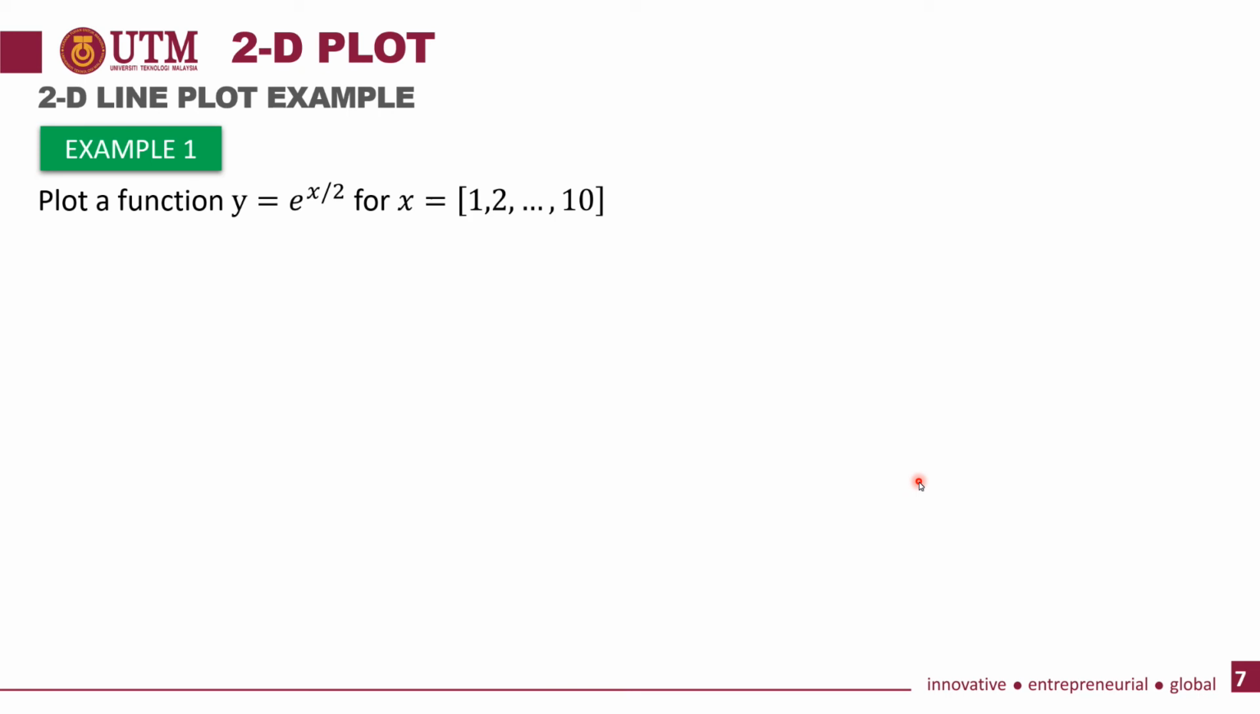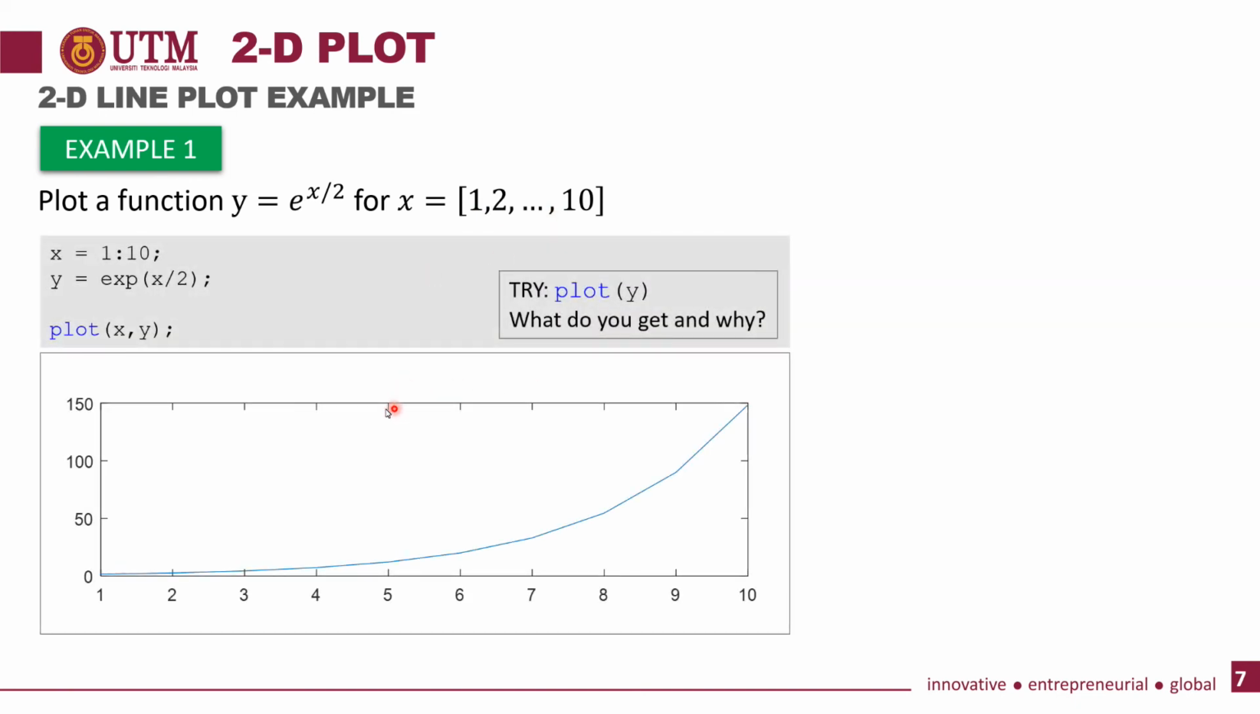The first example asks you to plot a function y equals exponential of x over 2 for x = 1, 2 until 10. This is how you create the exponential inside MATLAB. First you create a range of x from 1 to 10 with a difference of 1. If the difference is 1, you don't have to put a difference. Then this is the function of y, the measured variable, exponential x over 2, and then you plot x and y.